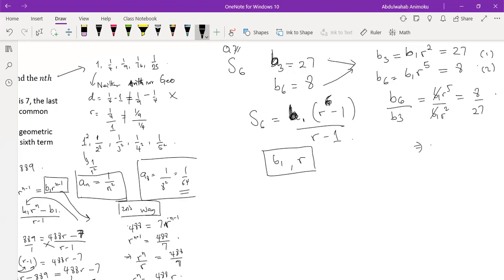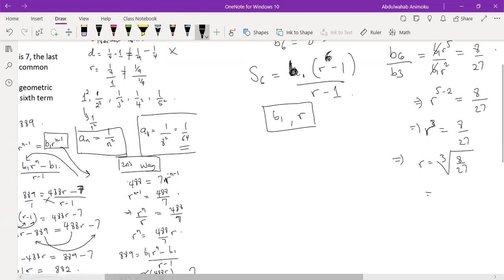What would you have? You have R raised to power 5 minus 2 using indices, right? Because you have division. So that will be R raised to power 5 minus 2. So which means R raised to power 3 equal to 8 over 27. Now, what is R? R is just the cube root of 8 over 27. So you take the cube root of both sides to eliminate the power, right? Now, if you use a calculator, this would give you 2 over 3, right?